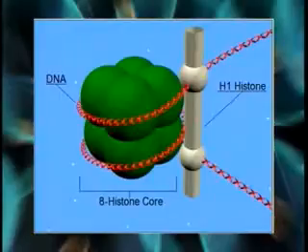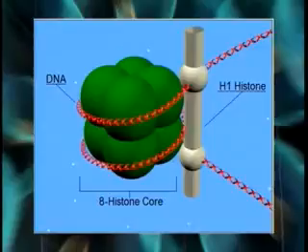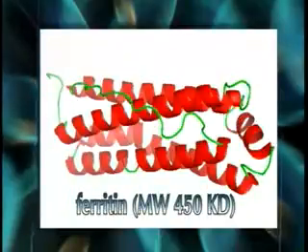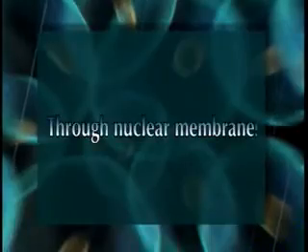The size of the macromolecules has a bearing on their ability to pass through the nuclear pores. Histones, molecular weight 15 kD, enter the nuclei rapidly. Bovine serum albumin, molecular weight 62 kD, enters more slowly, and ferritin, molecular weight 450 kD, does not enter at all.